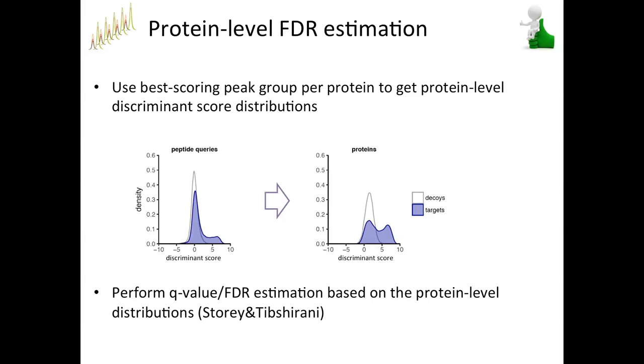And what you can then get is a discriminant score distribution on the protein level. And here you can already see that the pi 0 on the protein level is much smaller than on the peptide query level. And then what you can do is use this discriminant score distribution on the protein level and perform Q-value estimation by the Storey-Tibshirani approach, same as on the peptide query level.